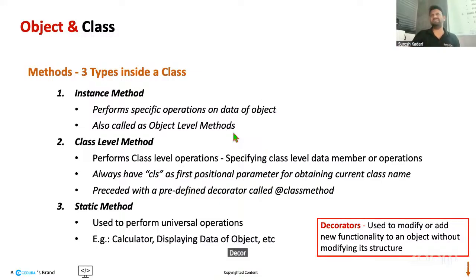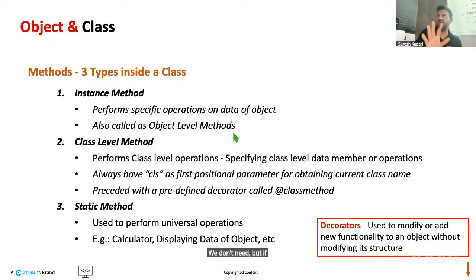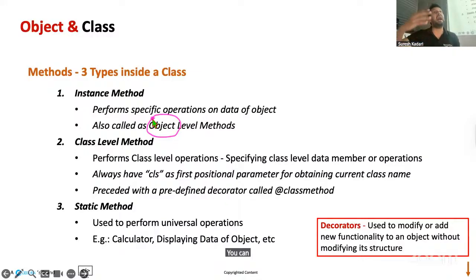Decorators are there, but honestly, for a data scientist and data analyst, we don't need them. But if you're a full stack developer, we can go deeper and learn. These are used to modify or add new functionalities to the object. I told you earlier that you can add new functionalities without changing the structure. What do you mean by without changing the structure?